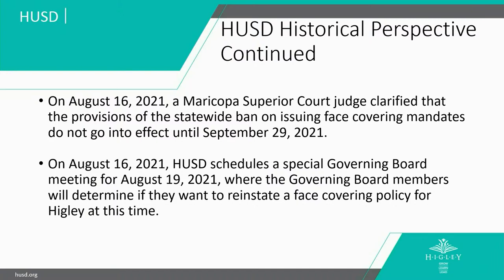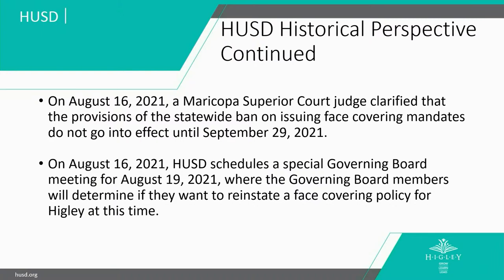One of the things that happened this week was that there had been an awful lot in the news about Phoenix Union requiring masks. There was a lawsuit in which a teacher sued the district because of its unlawfulness. And there was case law decided on Monday, in which the judge clarified that the provisions of a statewide ban don't go into effect until September 29th.